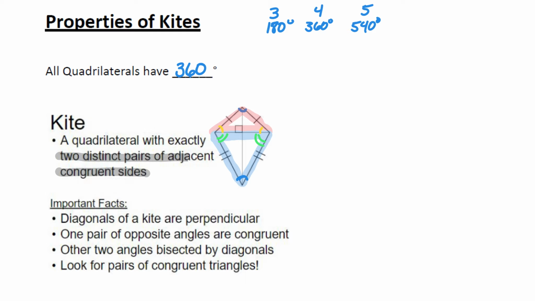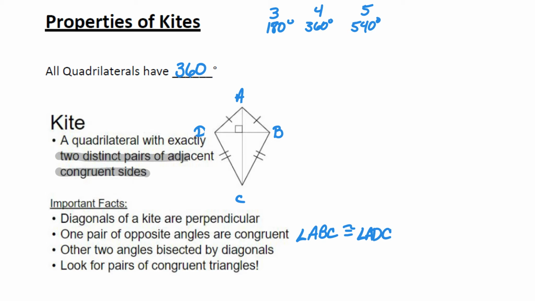In this case, if I put my letters back, what we're saying is angle ABC is congruent to angle ADC. And remember, we cannot name this B and D because B and D both could refer to two different angles, so we can't name it that.